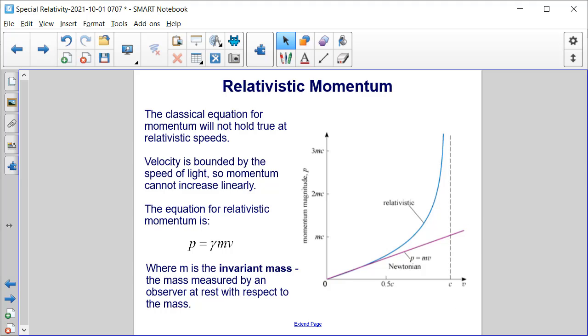So the equation for relativistic momentum is p equals gamma times m times v, where m is the invariant mass, or the mass measured by an observer at rest with respect to the mass.